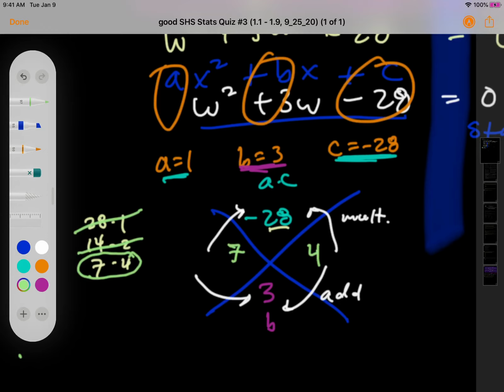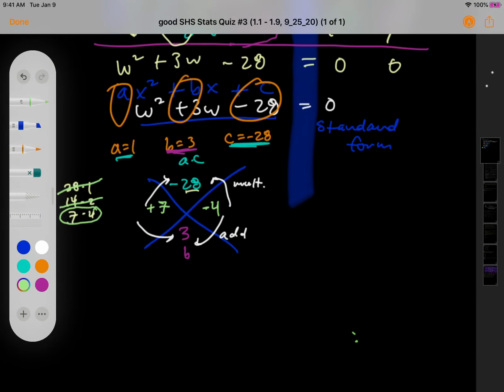28, and now I just need to think of the combination of positive and negative. Well, this 3 is positive here, so the 7 should be bigger, and the 4 should be smaller or negative. So positive 7 times negative 4 equals negative 28, and 7 minus 4 gives us 3. Now, if you understood my tip or the shortcut from back in factoring, if your A value is equal to 1, all you have to use is just the X method. That's it.